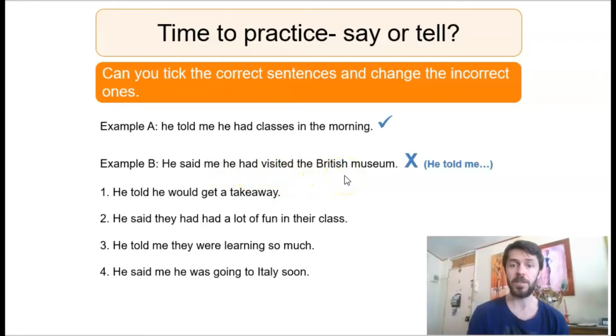Do the same for one to four, and then we'll check together. Pause your video now and we'll see in a couple of minutes how you did.